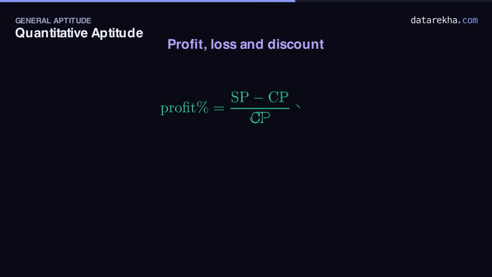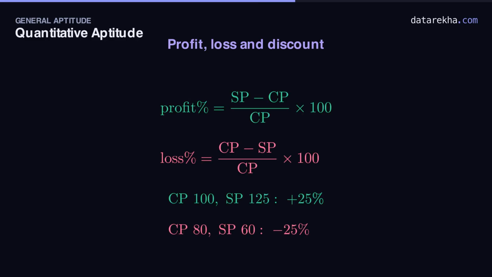Trade problems all rest on one base, the cost price. Profit percent is selling minus cost over cost times 100. Loss is the same, flipped. Two quick reads: buy at 100, sell at 125 is a 25% profit. Buy at 80, sell at 60, a 25% loss. Always over cost, never the selling price.